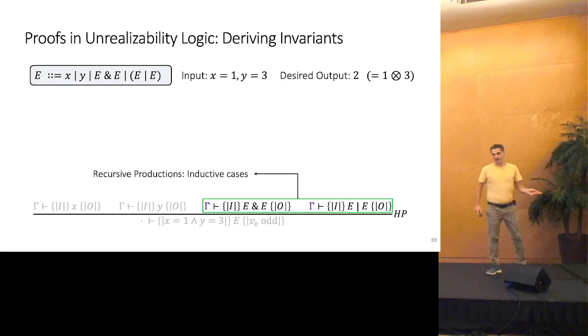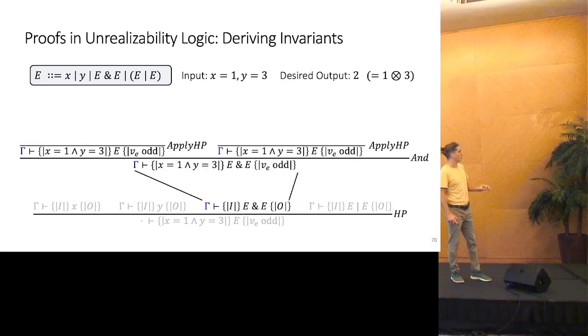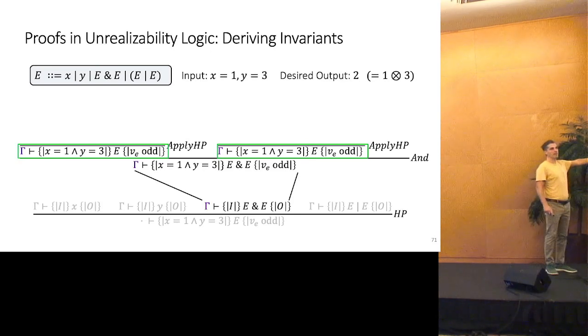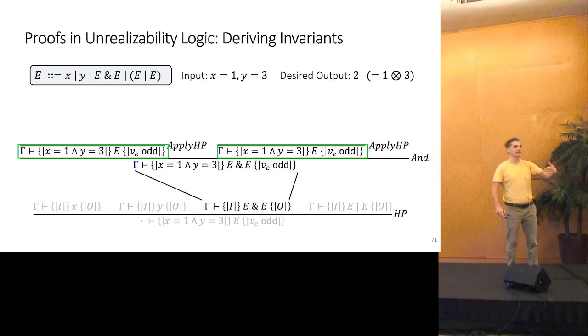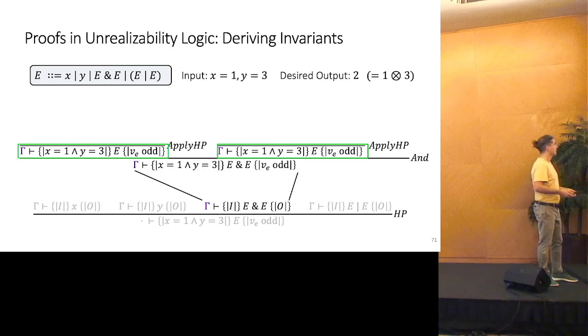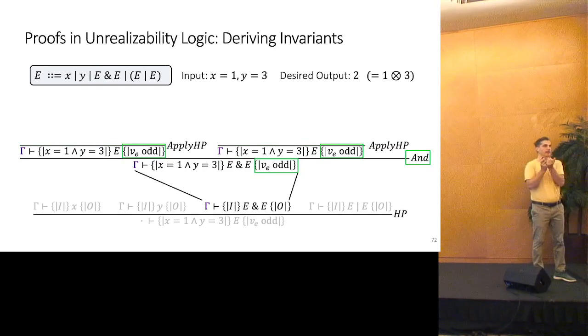Now the interesting stuff happens here with the recursion. How do I prove this? Now I'm using my inductive hypothesis. In particular, here the premise is the same as what I'm trying to prove. E satisfies this invariant because I'm assuming that E satisfies this invariant for both of the sides of E. Basically, I'm doing a proof by induction. Now, how do I prove that E and E satisfy the invariant? Well, that's just the semantics of AND. If I take two odd numbers and take their bitwise AND, I get an odd number.